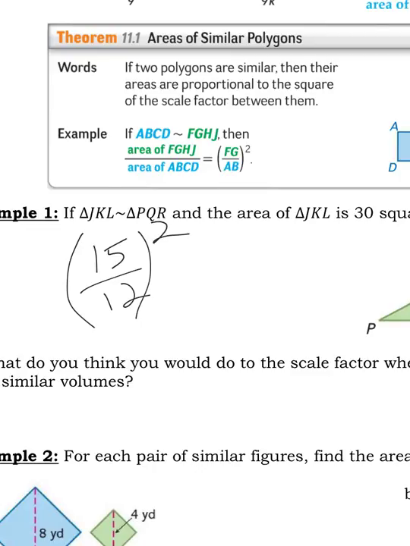So if I take it and square it to the second dimension, that's the dimension of area. That's why all your units are squared. So if I square 15 over 12, the fraction will simplify, and basically it's going to get 25 over 16. So what I've identified here is my scale factor of my areas, okay?